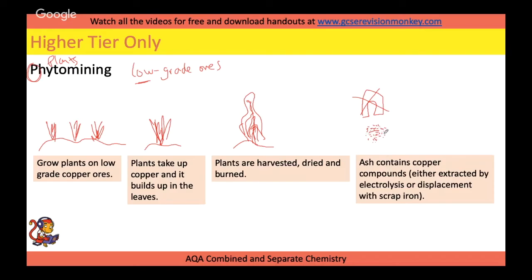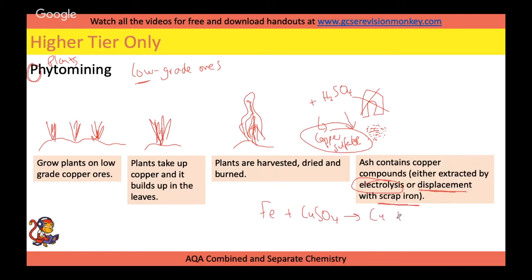So you might link back to paper 1 here, because what you could do is extract by electrolysis. So let's imagine you added some sulfuric acid to make copper sulfate. You could then do electrolysis of copper sulfate to extract the copper. Or again, you could add the sulfuric acid to make copper sulfate, and a really cheap method is to do a displacement reaction with scrap iron. So if you added iron to the copper sulfate, you would end up with copper plus iron sulfate.